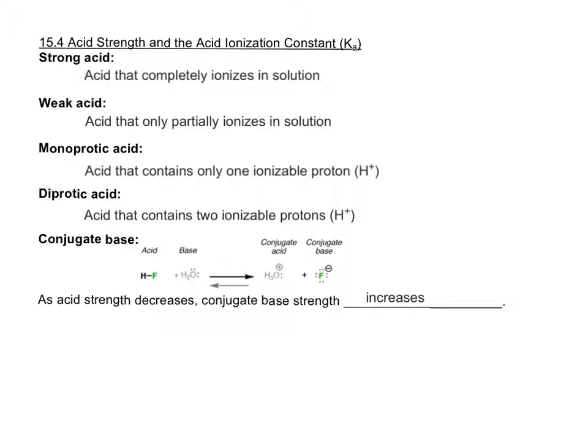So we have HF for an example. HF is a weak acid, and as it reacts with water, you're going to get H3O plus and F minus. So in this case, F minus would be our conjugate base because it's able to accept a proton. Okay, so the weaker HF is, meaning the less likely it is to separate out into its ions, the more F minus is going to be able to pick up a proton. So these two things are related to each other because of the equilibria. So as acid strength decreases, conjugate base strength increases.